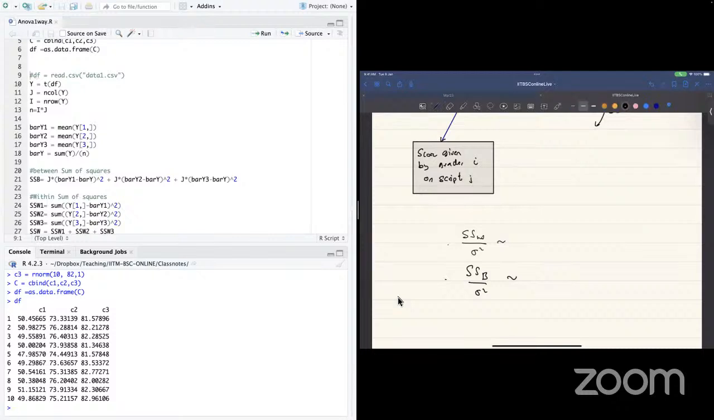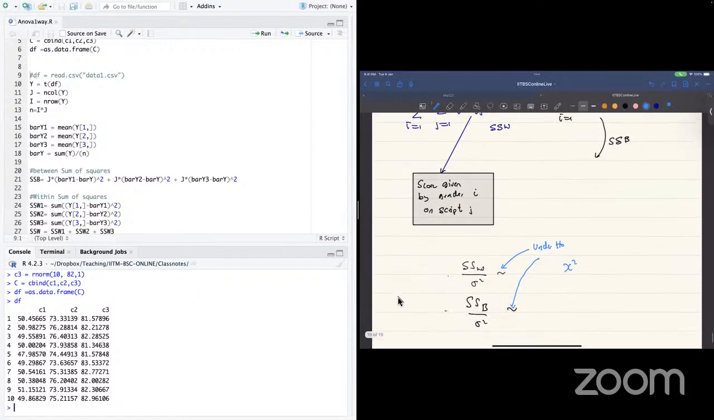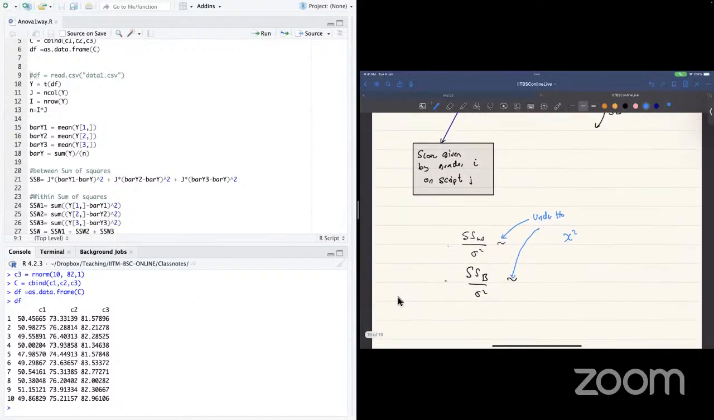So the crucial thing, if someone asks me how do I test, is that if H naught is true, then under H naught the distribution of these two is chi squared with n minus k. N is 30 here, since n is the sum of the three groups, that is 10 plus 10 plus 10. That's 30, right? And k is 3. So this is chi squared 27, and this is chi squared 2. That's exactly what I have.